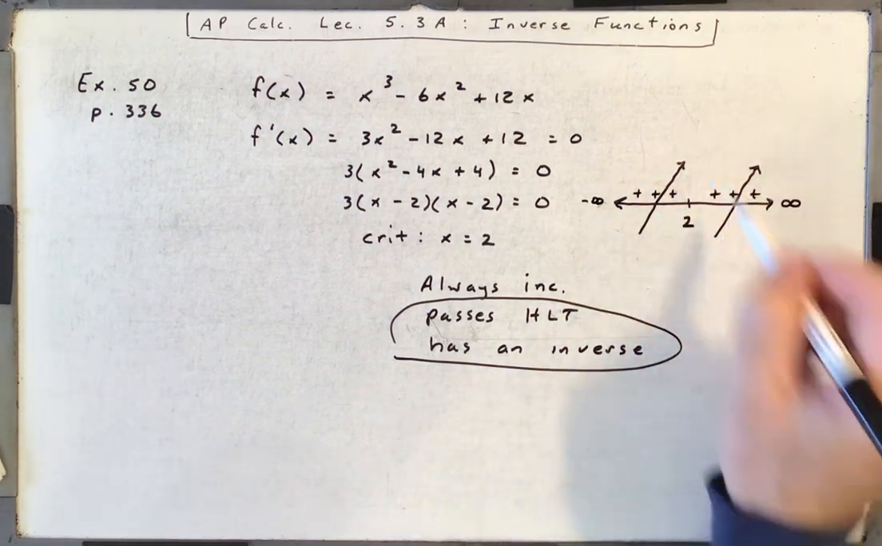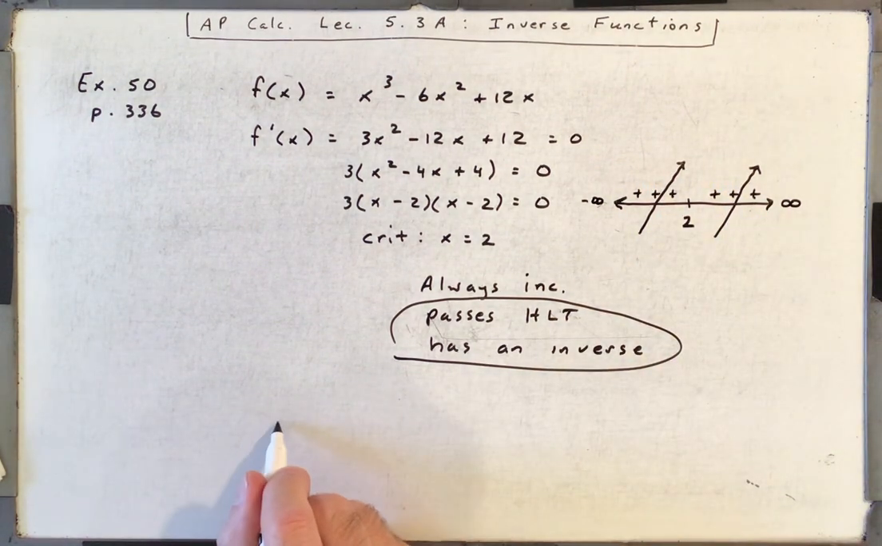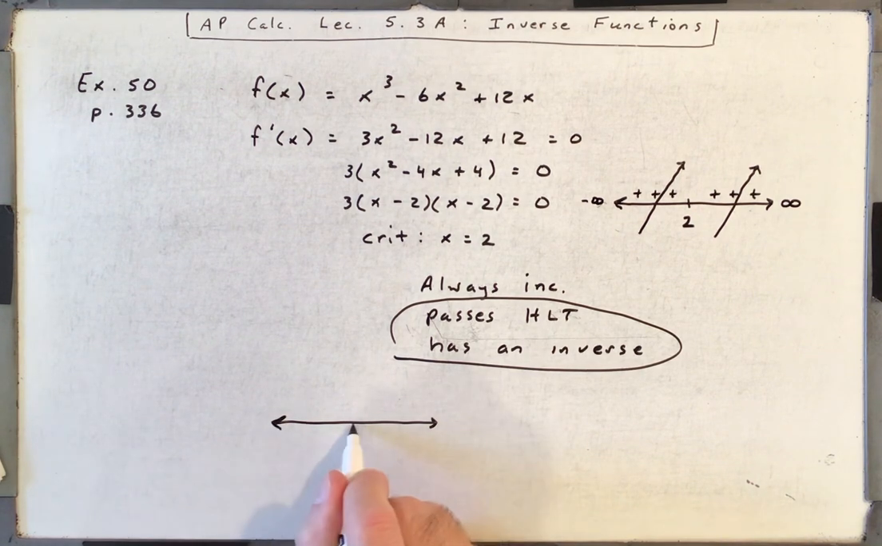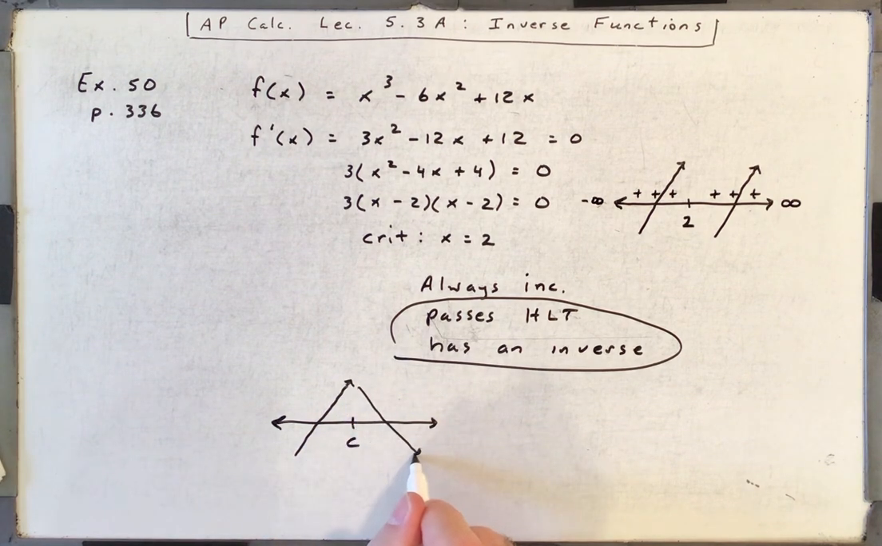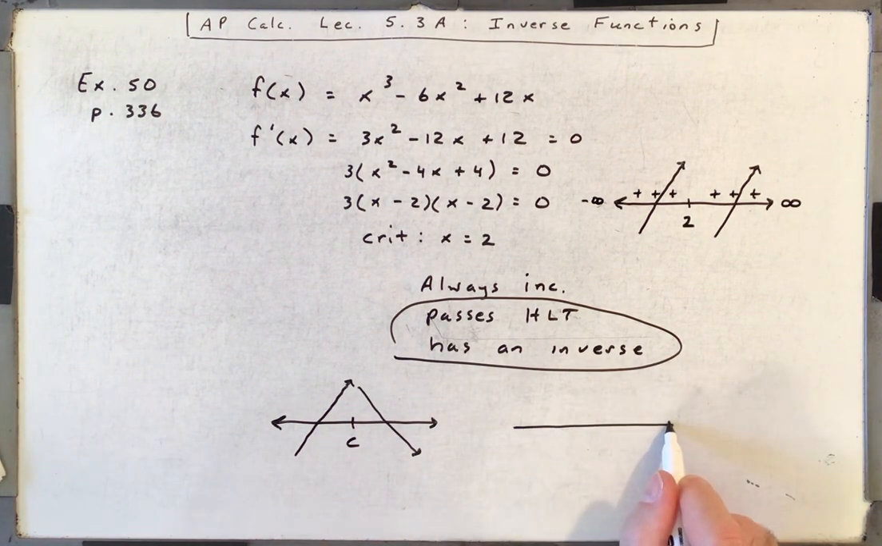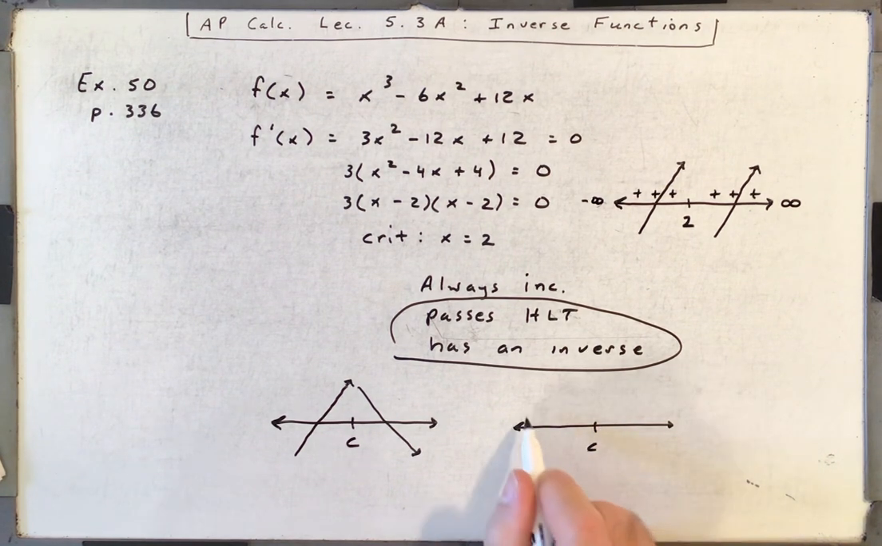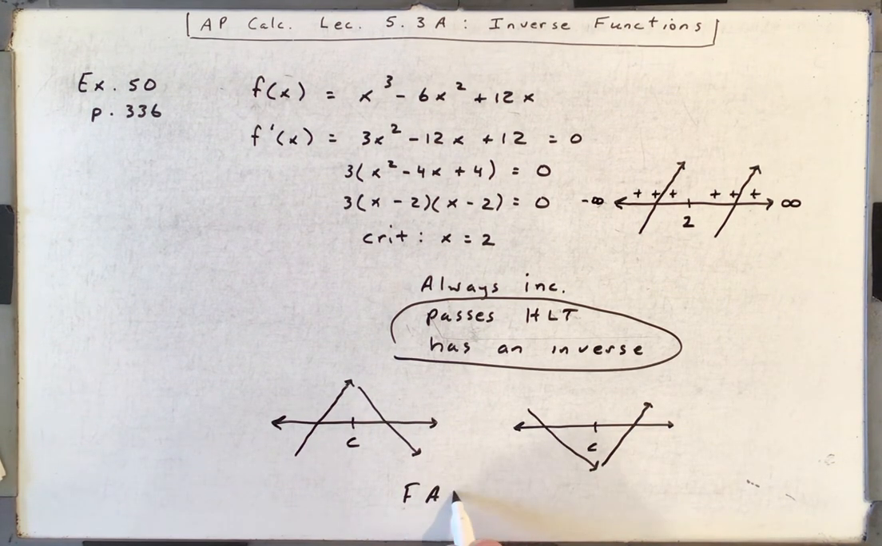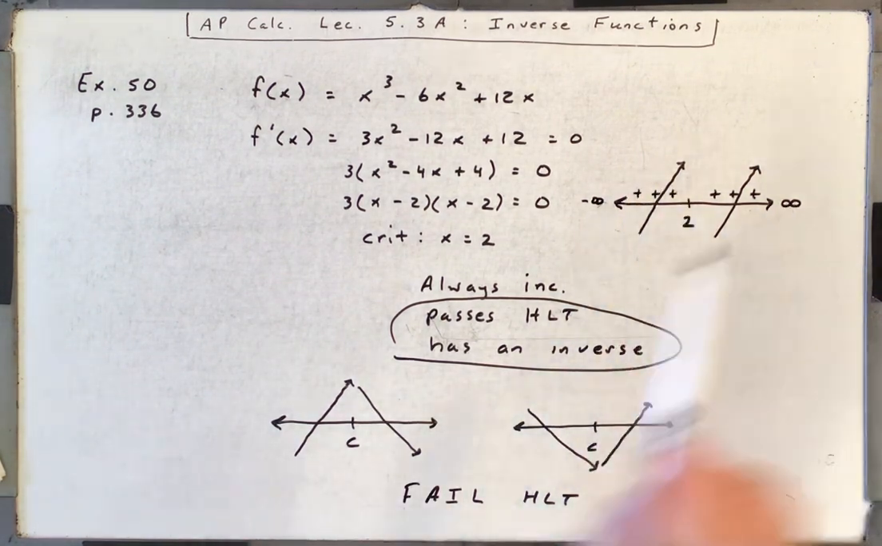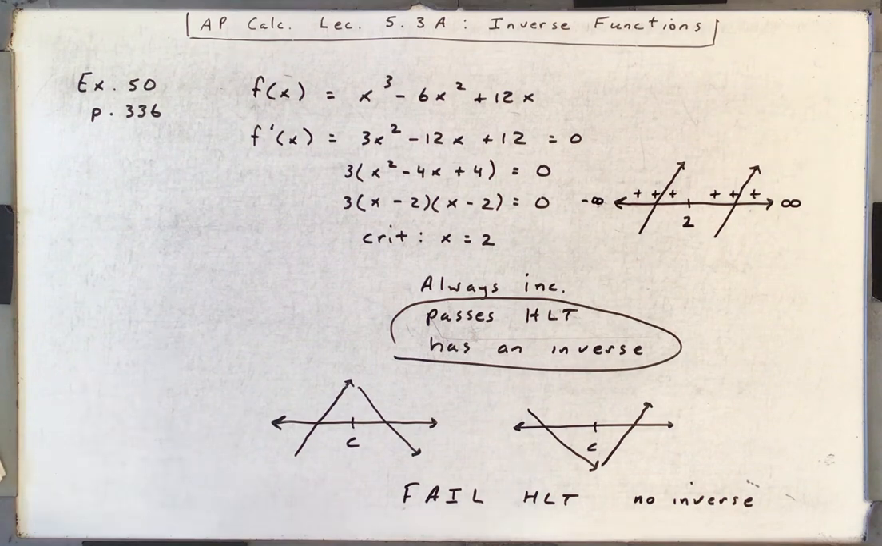So if it were always decreasing, it would also pass the horizontal line test. But if you do a sign line and you end up with something like this, or you end up with something like this, both of those would fail. So there would be no inverse. But in the particular example I gave you, yeah, you do have an inverse. It's always increasing.